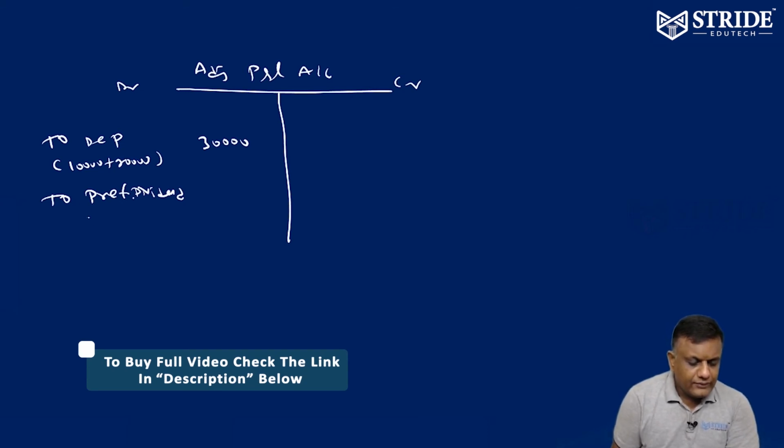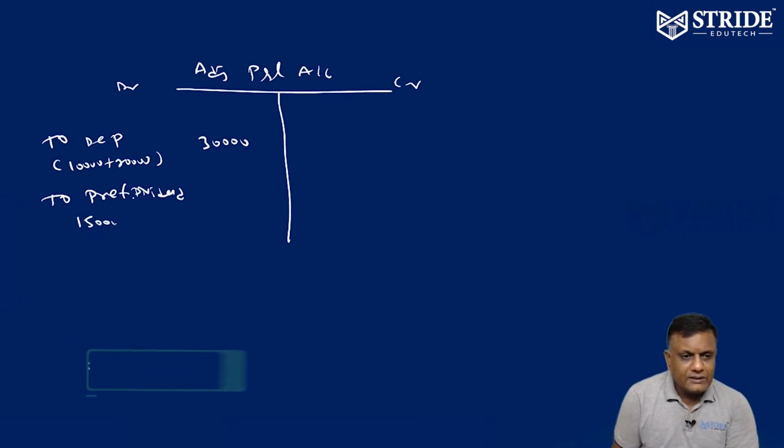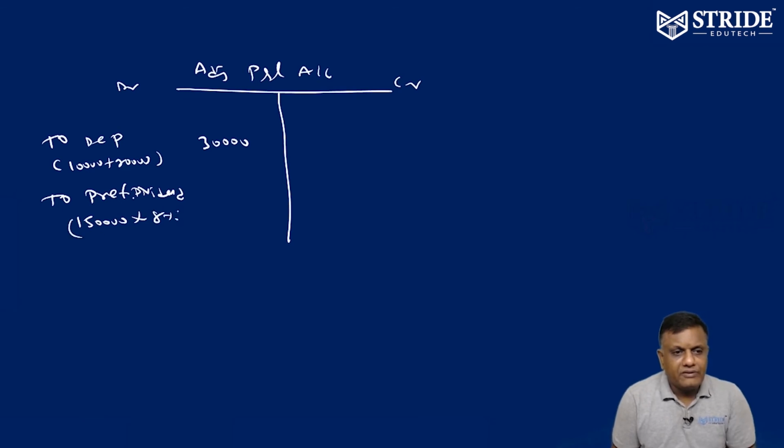So preference capital opening is 1.5 lakhs. We are supposed to pay 8% preference dividend, which is equivalent to 12,000. The same 12,000 we have to post in the application of funds also. Right.